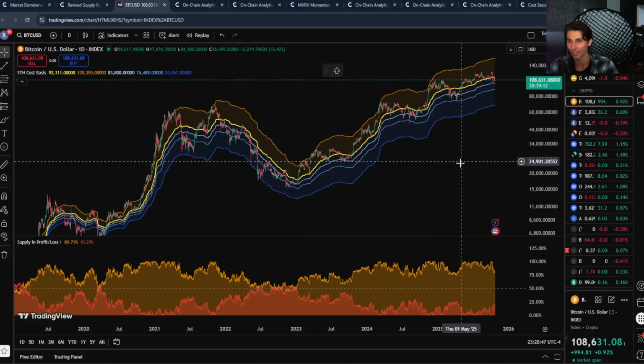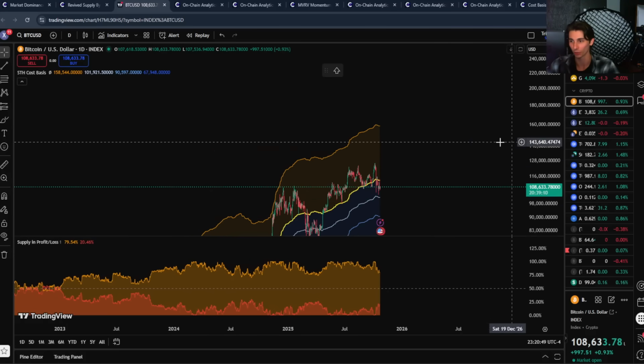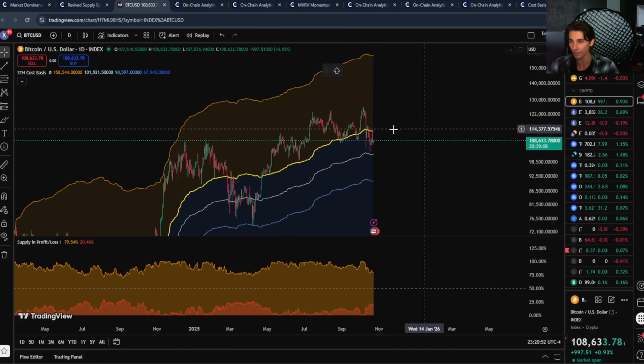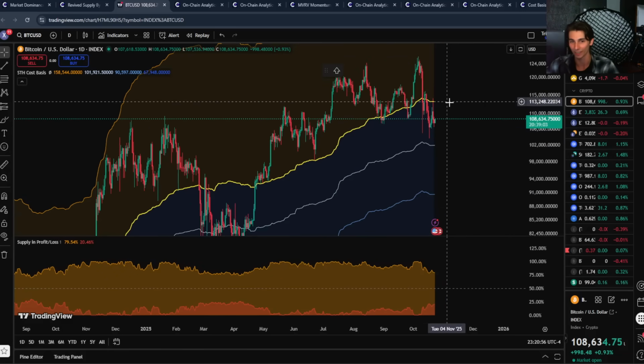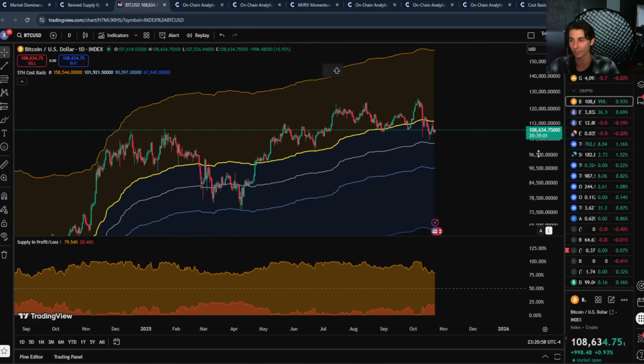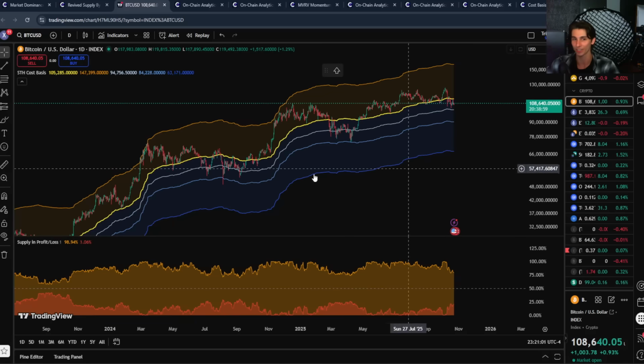2 days ago, we saw Bitcoin retest the short-term holder cost basis right around 114K and got rejected from that level.